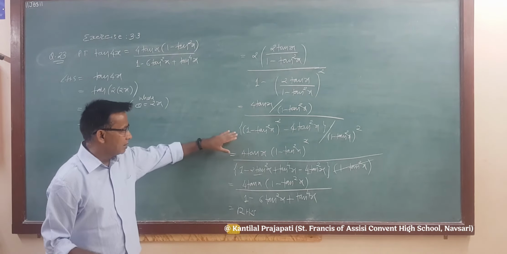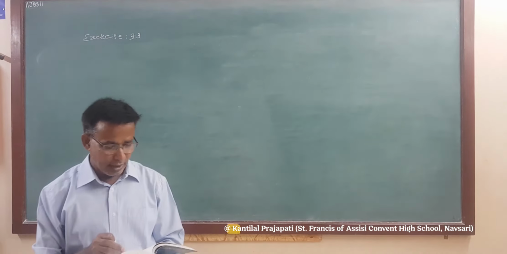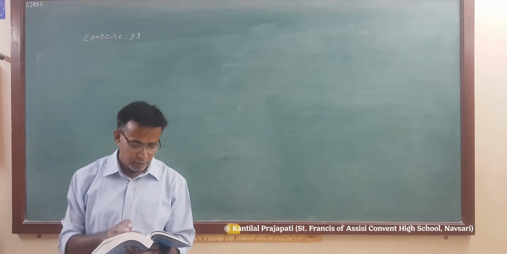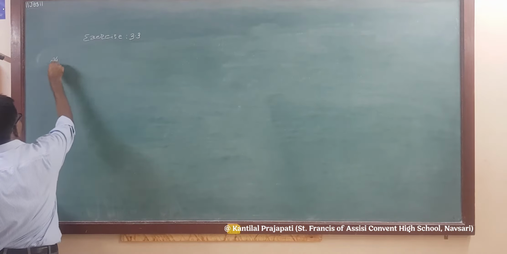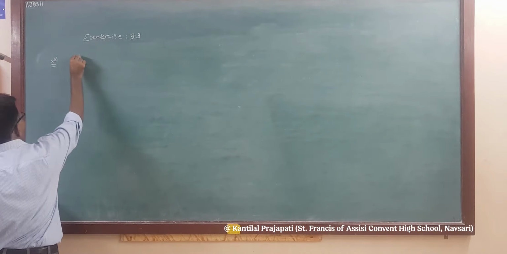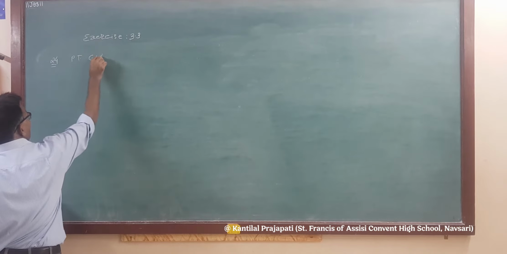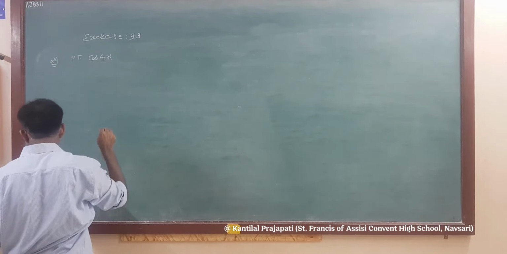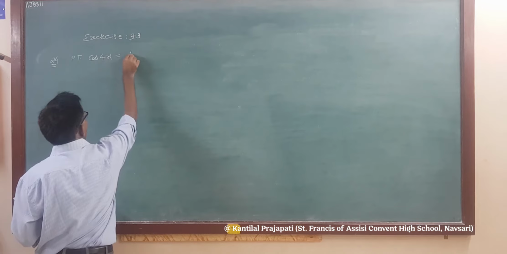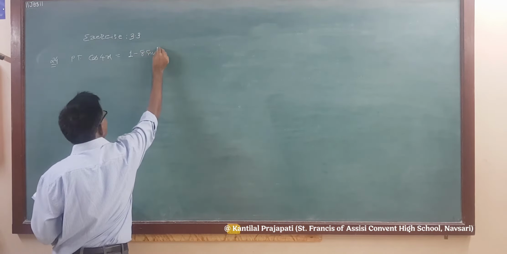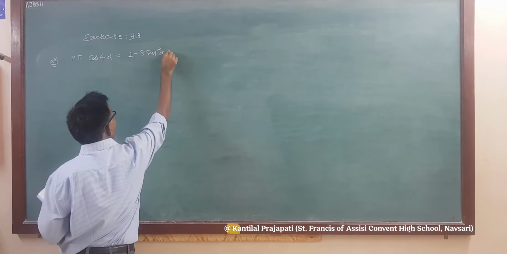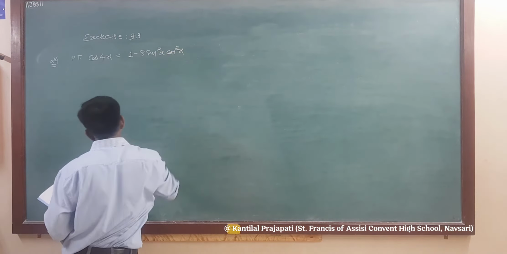So be careful in simplification. Now question number 24. Prove that cos 4x is equal to 1 minus 8 sin square x into cos square x.